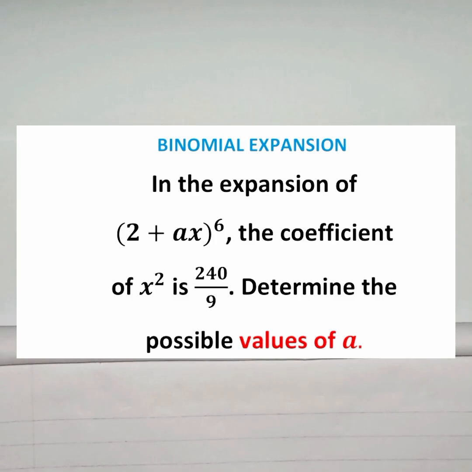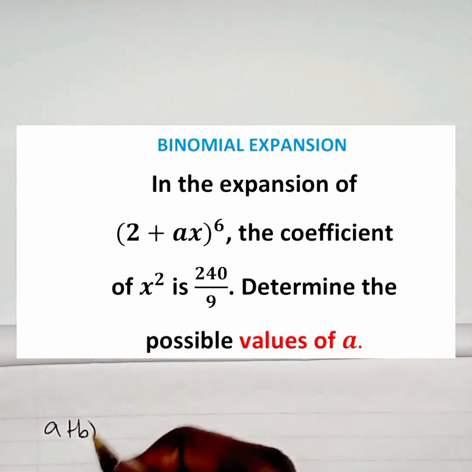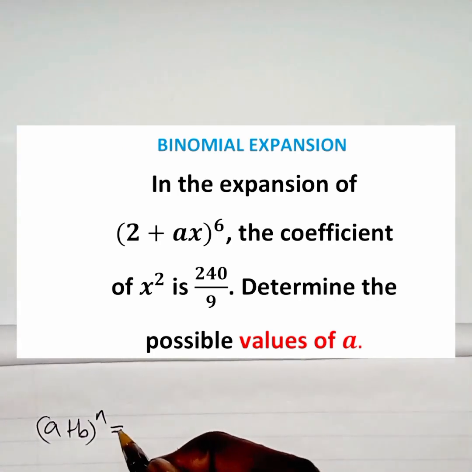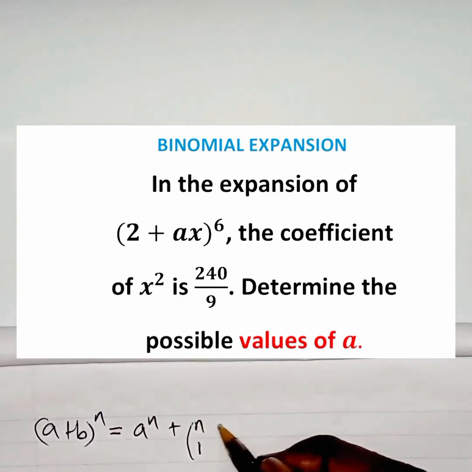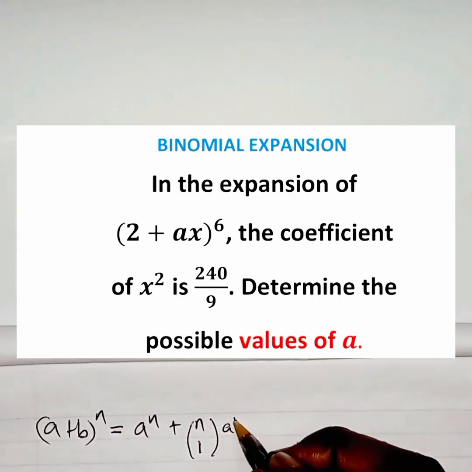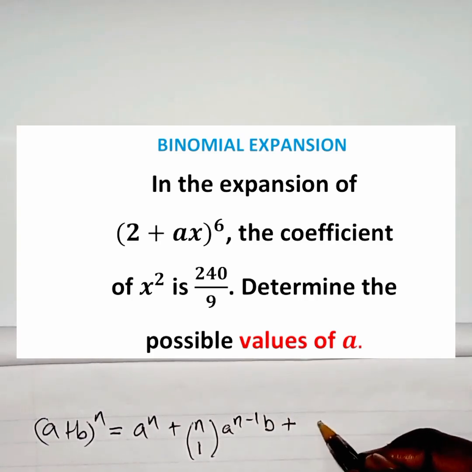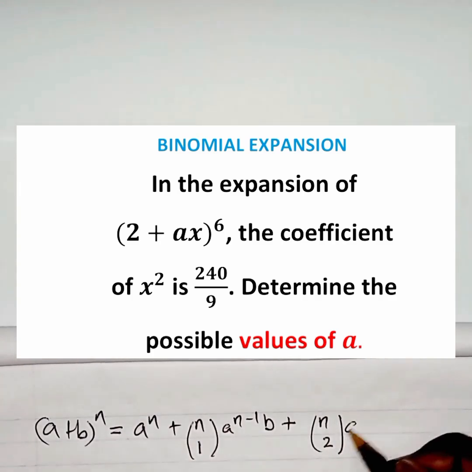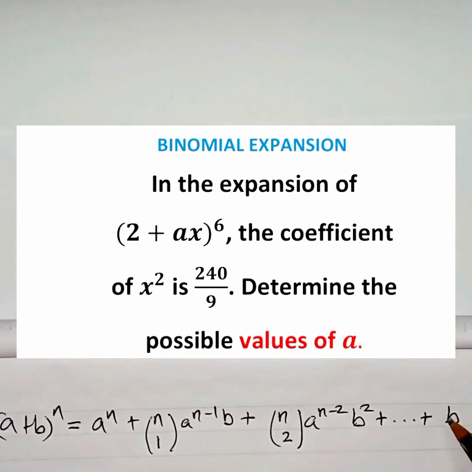We are going to use binomial expansion, and the formula for binomial expansion is given by (a + b)^n = a^n + n choose 1, a^(n-1) b + n choose 2, a^(n-2) b squared. So the terms go on and on up until you get to the point where you have b to the power of n.